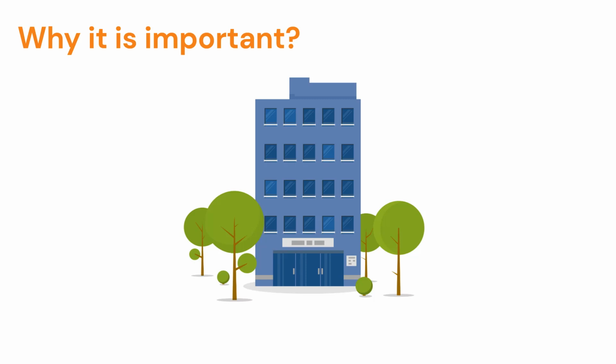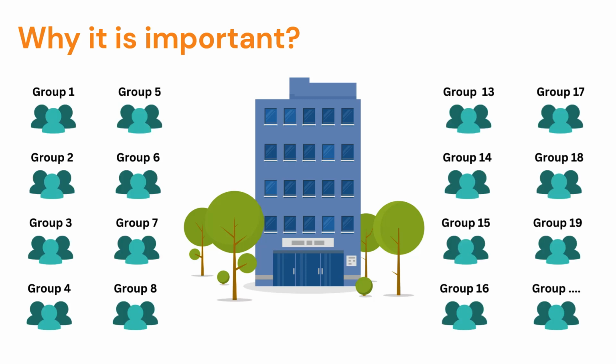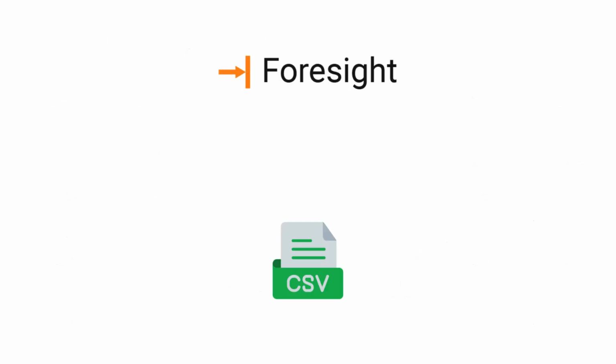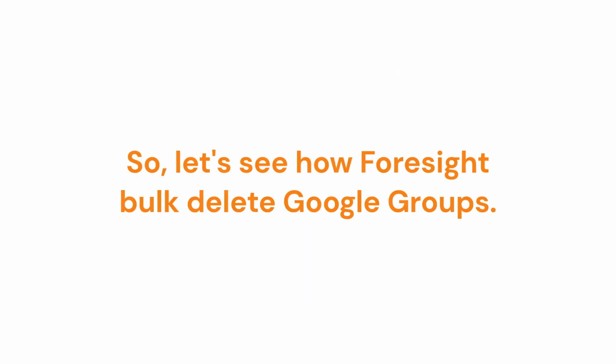And in a professional environment of big organizations, there are hundreds of groups. So how to delete hundreds of groups at a time? Foresight is a great tool that helps in getting this task done via CSV file. Let's see how Foresight bulk deletes Google Groups.